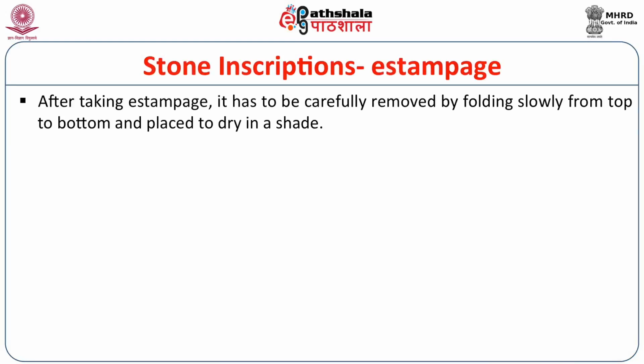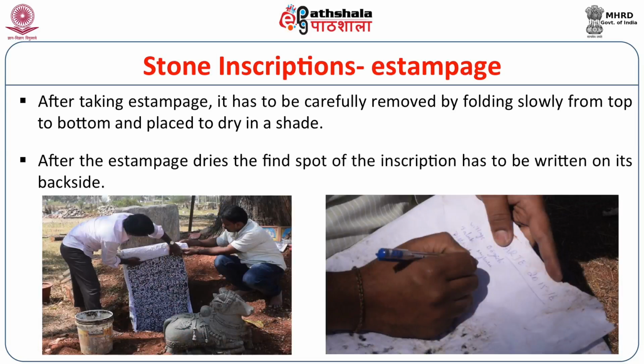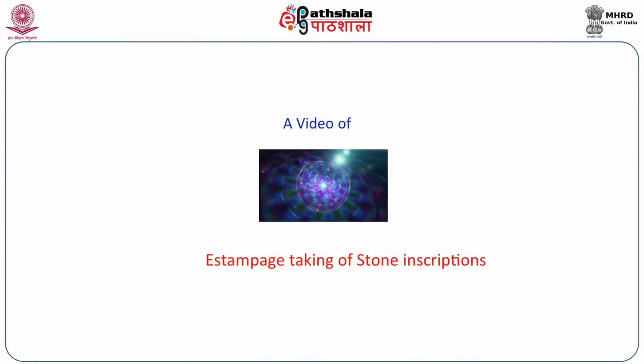After taking estampage, it has to be carefully removed by folding slowly from top to bottom and placed to dry in a shade. After the estampage is dry, the find spot of the inscription has to be written on its back side. This is the process of estampaging of stone inscriptions. For better understanding, have a look at the video of the entire process of estampage taking of stone inscriptions.